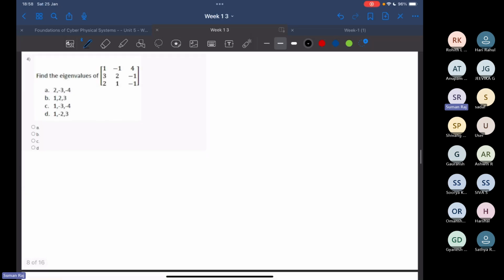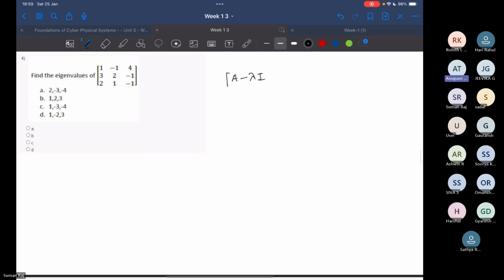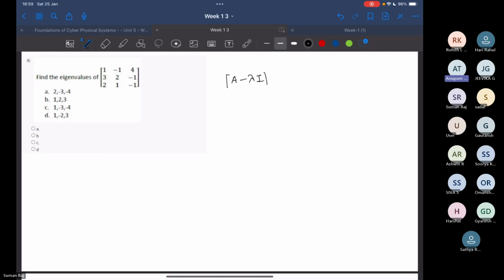So again, let's go to the next question. Find the eigenvalues of this particular matrix. How do you calculate the eigenvalues now? We have to calculate A minus lambda I, and then find the determinant of that, and then set it equal to 0. Then we have to find the roots. Correct. So what is the equation that you get? Can you tell me that? If you remember, or else I'll just solve it.